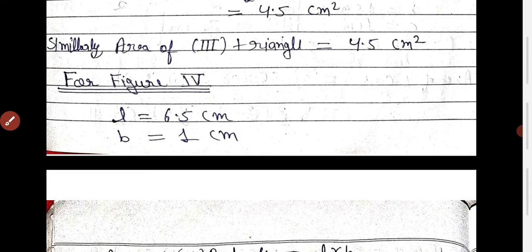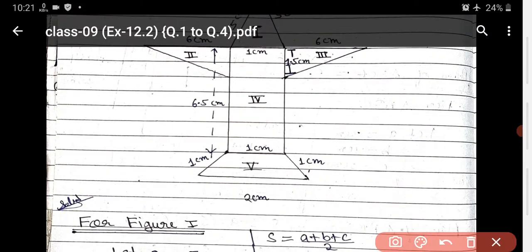Now for figure 4, just look at the fourth figure. The fourth figure is a rectangle, right? This one is a rectangle, as you see here.